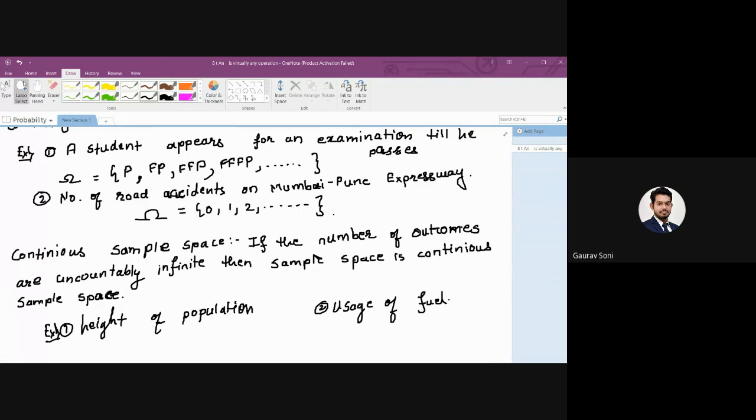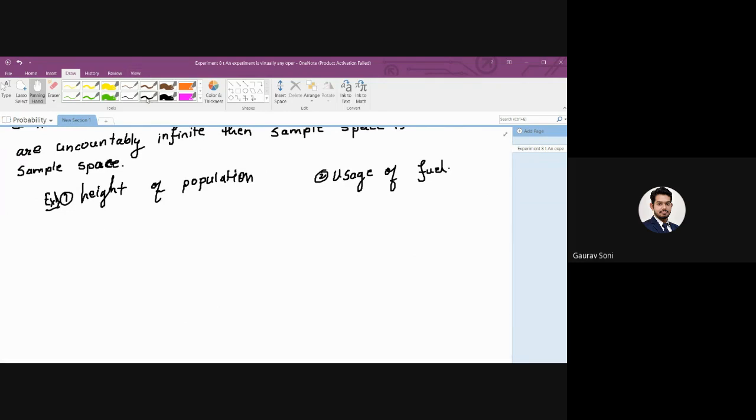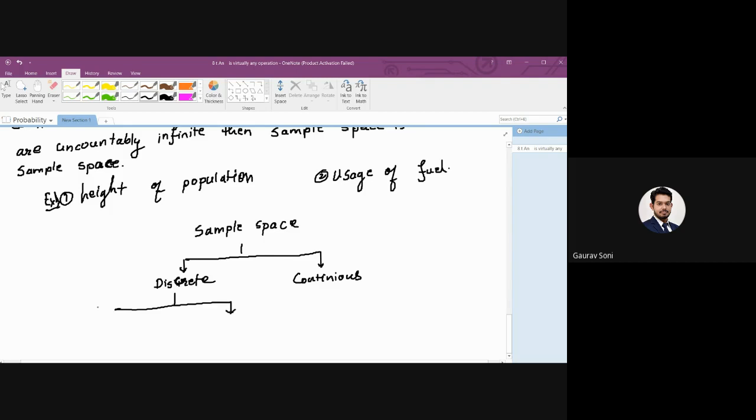Fine. We'll just summarize everything that we have seen today. So we started with an experiment. For an experiment, we defined a sample space. We saw that sample spaces are of two types. One is discrete sample space. Another one is continuous sample space. Discrete sample space again can be of two types. One is finite sample space and the other one is countably infinite sample space. The continuous sample space is uncountably infinite.